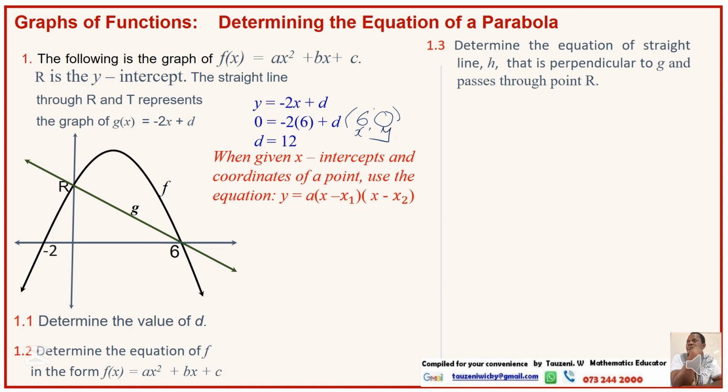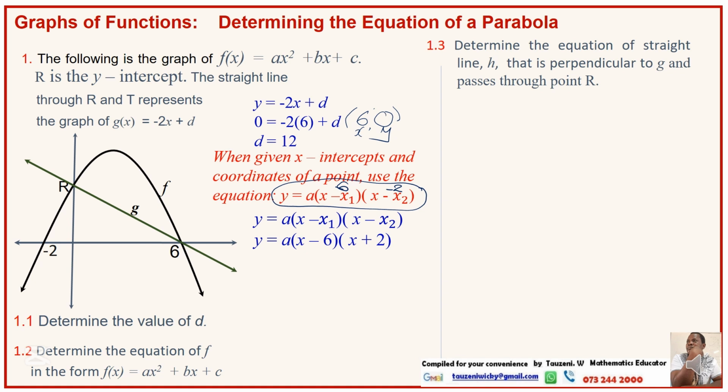of one other point. So if you are given such information, we use the equation y is equal to a factor of x minus x1 factor of x minus x2. In this equation, x1 and x2 are the x-intercepts that are given. So my x-intercept here, the one on the right is 6. So that means I can put 6 in place of x1 and the other one is negative 2. I put negative 2 in place of x2. Then once I do that substitution, I can go ahead and work out my answer.